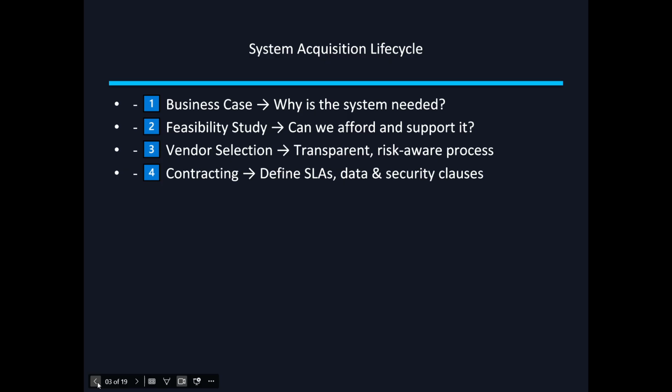Moving on to our next portion, which is the feasibility study. What does a feasibility study actually cover? At the very holistic level, this covers technical, financial, operational, and legal aspects. For instance, can the current IT infrastructure support the new system? Are there hidden licensing costs? Or will the new solution comply with data privacy laws?